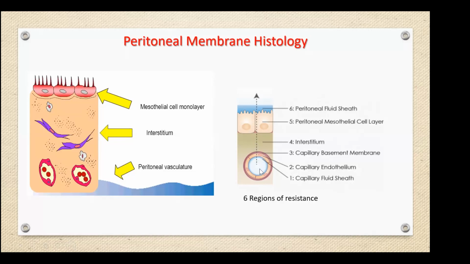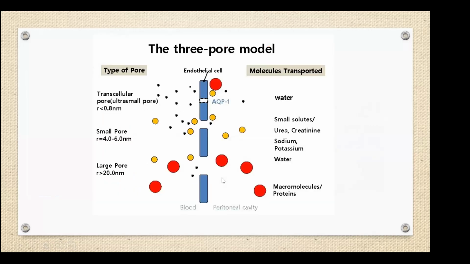First, this is the capillary fluid sheet and the capillary endothelium, and it covers the capillary basement membrane. Here is the interstitium, above it is the mesothelial cell layer, and here is the peritoneal fluid sheet. So any molecule has to pass from the peritoneal cavity to the capillaries through these six layers. There are basically two models described for this: the three-pore model and the distributed model.